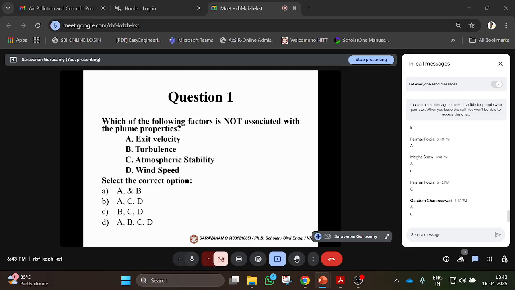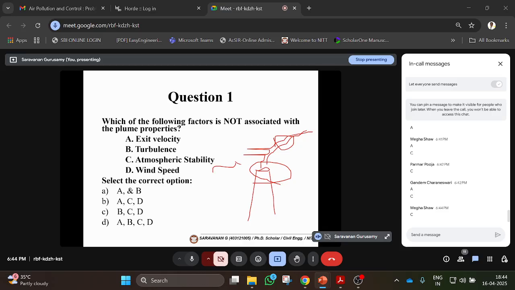So we are moving to the third week. Which of the following factors is not associated with the plume property? There are two properties of the air pollutant. One is after emission from the stack, there is a plume property, and also there is a stack property. So plume may have some temperature, pressure and so on. Atmospheric properties may have some wind speed, pressure, altitude. So which is plume property, which is atmospheric property?